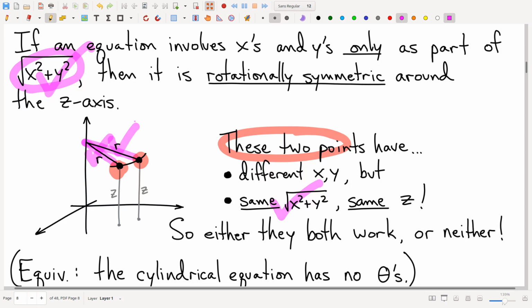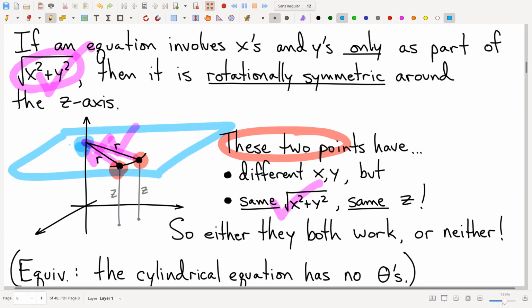So if they have the same value of square root of x squared plus y squared, and by the way, notice as well, they also have the same value of z, because, again, you rotate it around the z-axis. That doesn't change the value of z. These two different points will plug into the equations basically identically. So if one works, the other works. If one fails, the other fails. That makes sense to everybody?